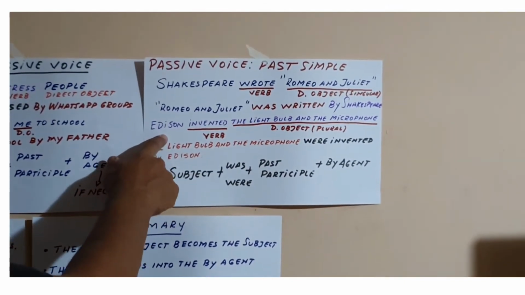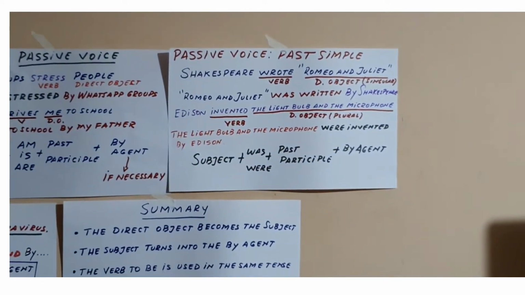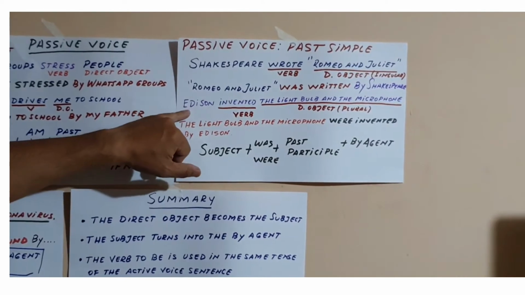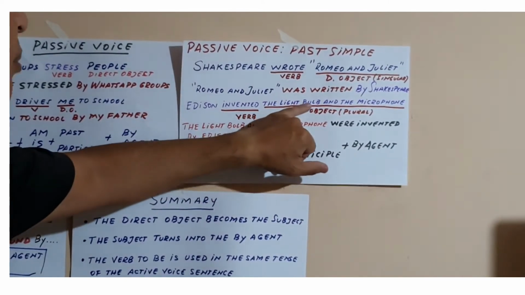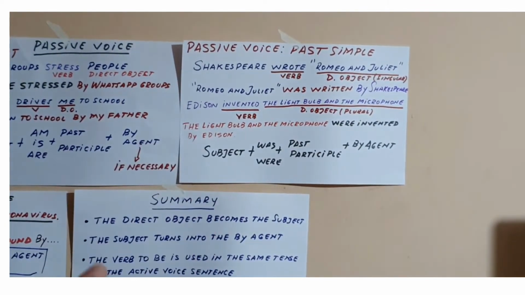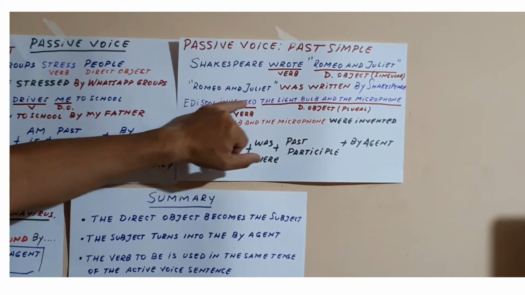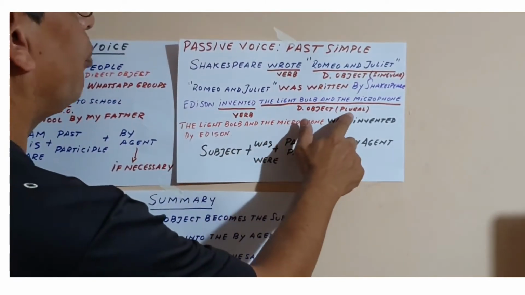Edison, para los que no se acuerdan, Thomas Alva Edison fue un gran inventor en la época de la Segunda Revolución Industrial. Edison invented the light bulb and the microphone. The light bulb es el foco, la luz incandescente. Edison invented the light bulb and the microphone. The direct object is plural.